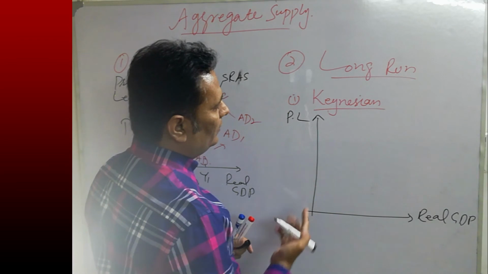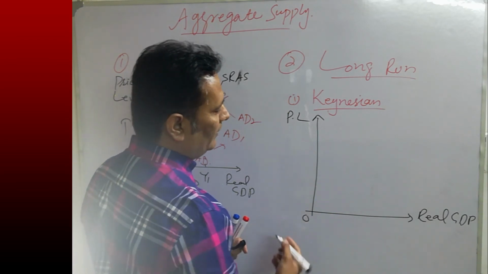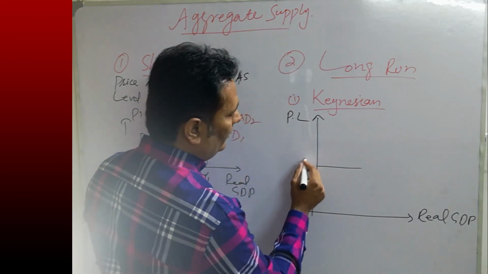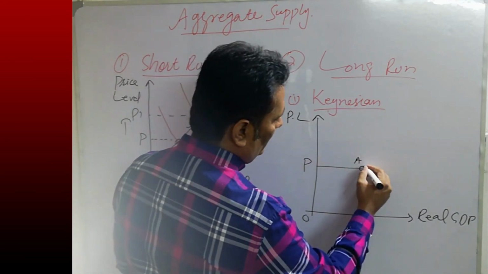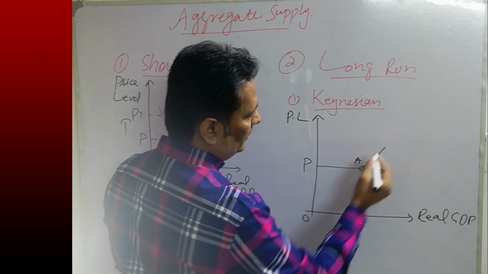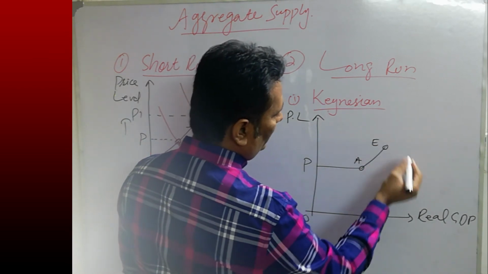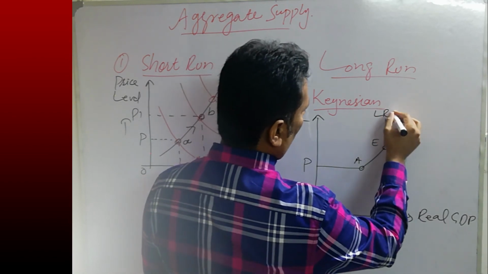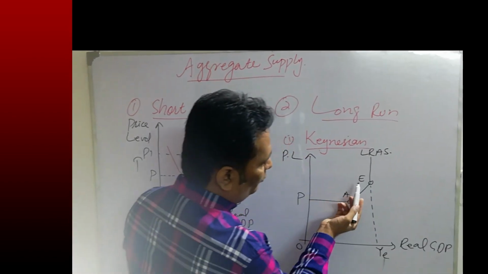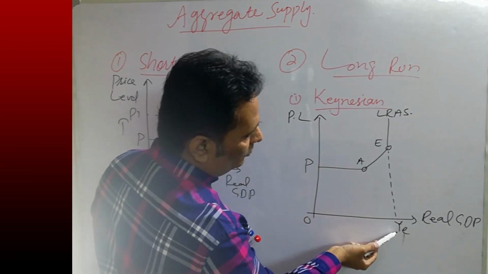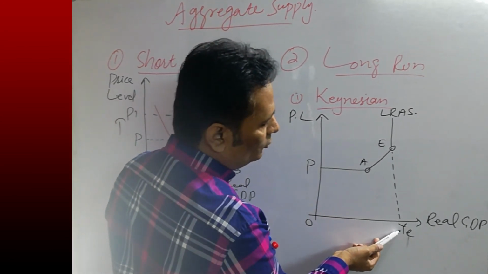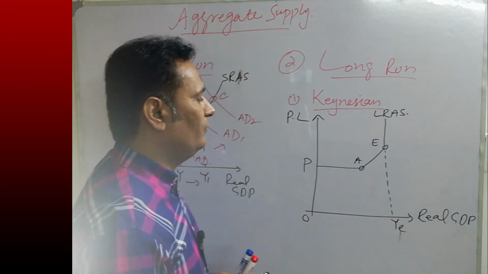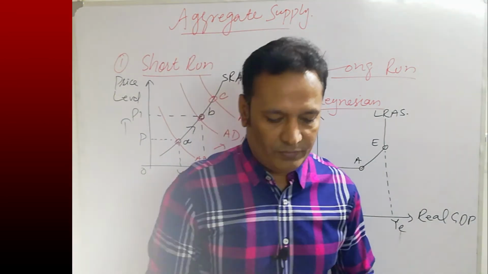Let's see again the drawing of the Keynesian long-run aggregate supply curve. Simply draw a horizontal straight line initially from point P to A, then make it positively sloped from point A to, let's say, point E, then make it a vertical straight line above point E. So this is long-run aggregate supply. This is the point of full employment, which shows that we cannot increase real GDP or output beyond this level. And this full employment in the long run, as per the Keynesian school of thought, is achieved through government intervention.